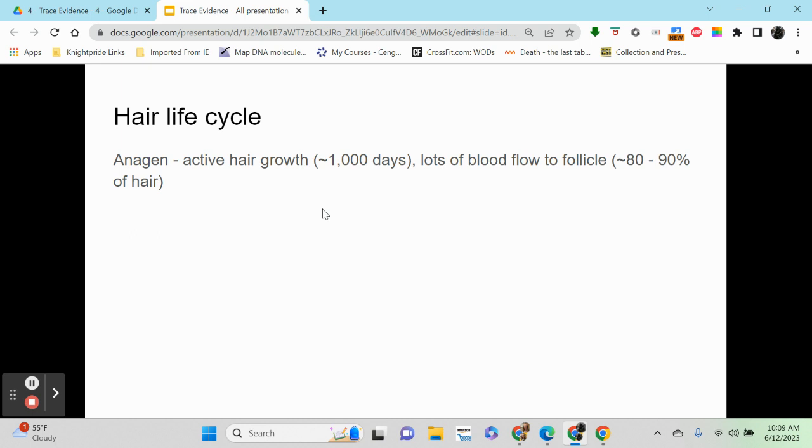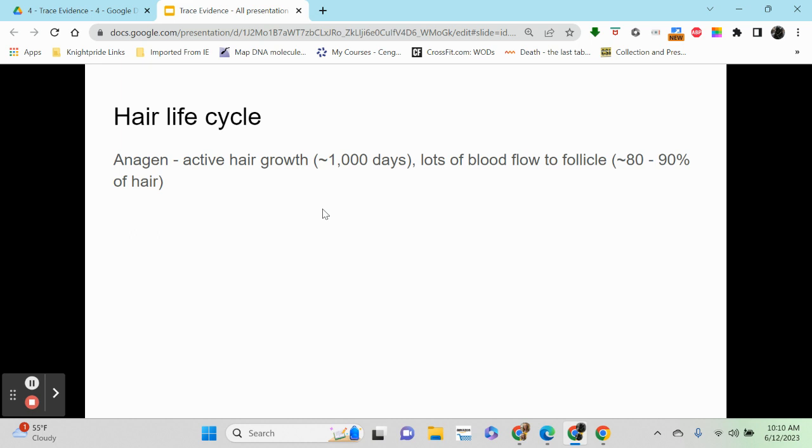The first one is going to be that of anagen. Anagen is going to be the active hair growth, and on average, this is going to last for about 1,000 days for most individuals. Now, understand that the hairs that we have on our body, regardless of where they're at, are going to be in different parts of this life cycle. So, not all of our hair is in anagen, and then it all goes to catagen, and then it all goes to telogen.